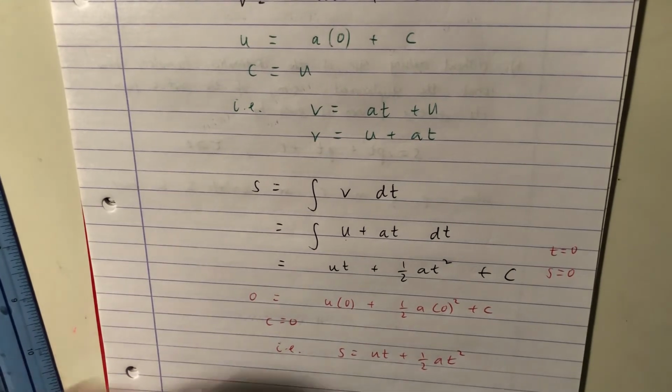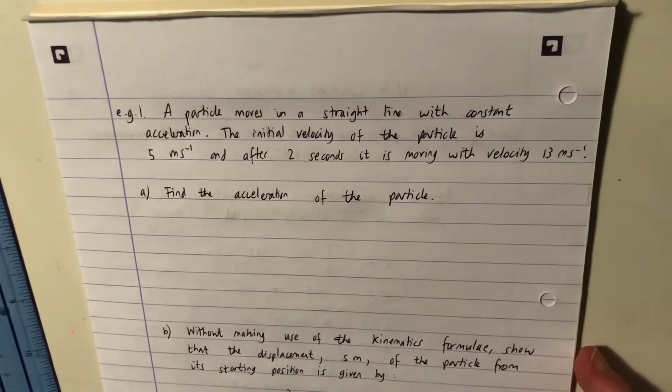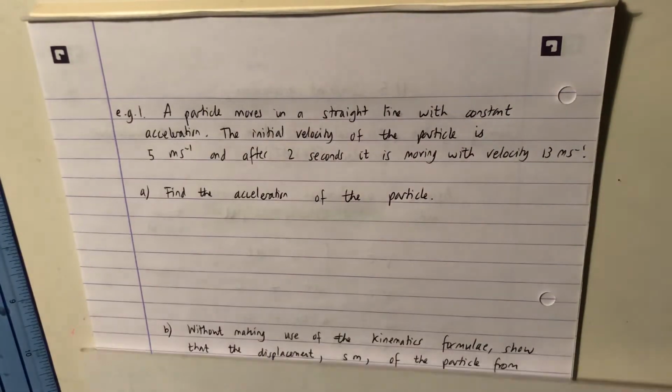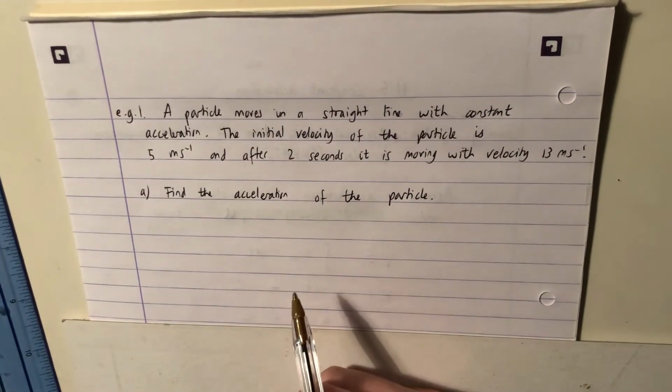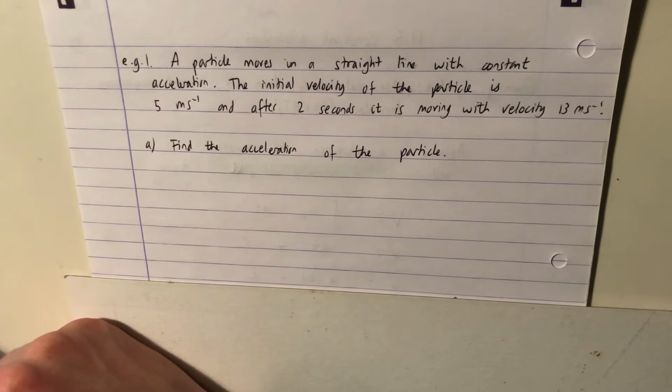And I'm going to do the next example using just calculus, just integration and differentiation, nothing else. And the exercise that you will do requires you to just use calculus as well. So we've got a particle moves in a straight line with constant acceleration. The initial velocity of the particle is 5 meters per second, and after 2 seconds it is moving with velocity 13 meters per second. Find the acceleration of the particle.